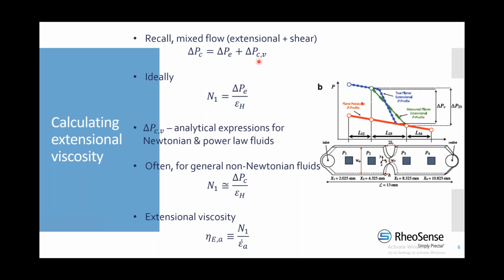Applying an extensional deformation generates a normal stress, analogous to a shear deformation generating a shear stress. If you have a Newtonian or power law fluid, you can use analytical expressions for the shear contribution to the pressure drop. But if you have something that doesn't classify as Newtonian or power law, we will have to use this delta PC uncorrected, knowing that it has contributions from both extensional and shear. The extensional viscosity is defined as this first normal stress difference divided by the apparent extensional rate.